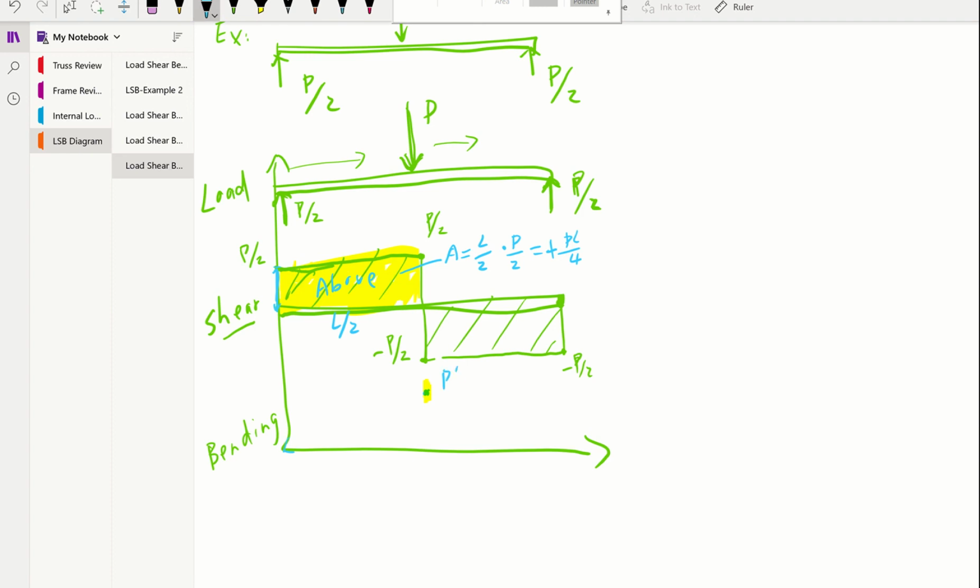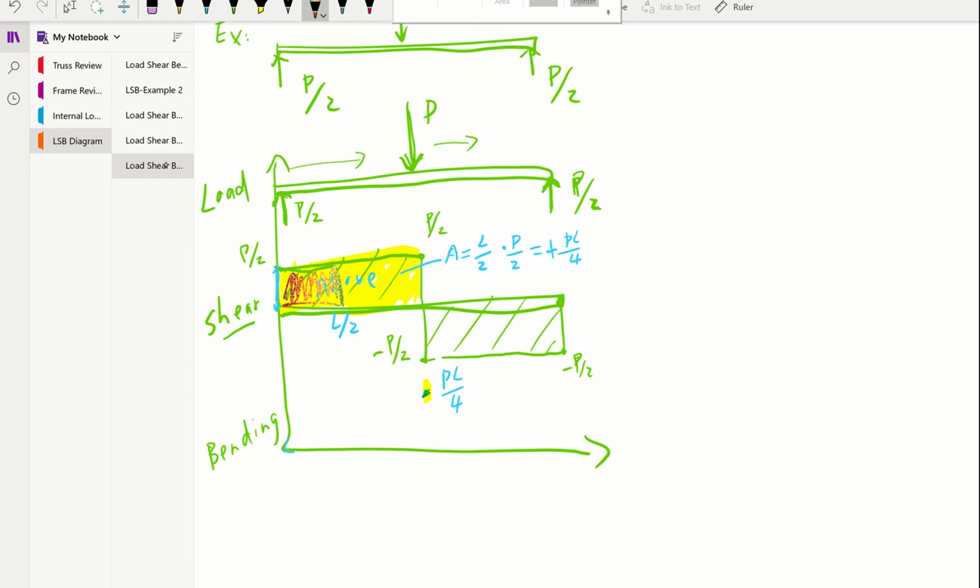That's PL over 4. But think about it. If I were just trying to integrate this area right here, what would be the value? That would be somewhere in between those two values, right? So, thinking about this is a little quick recap of our calculus knowledge.